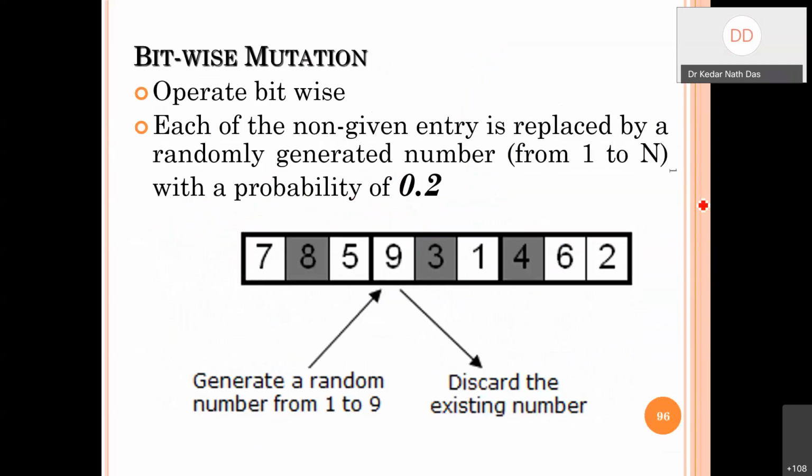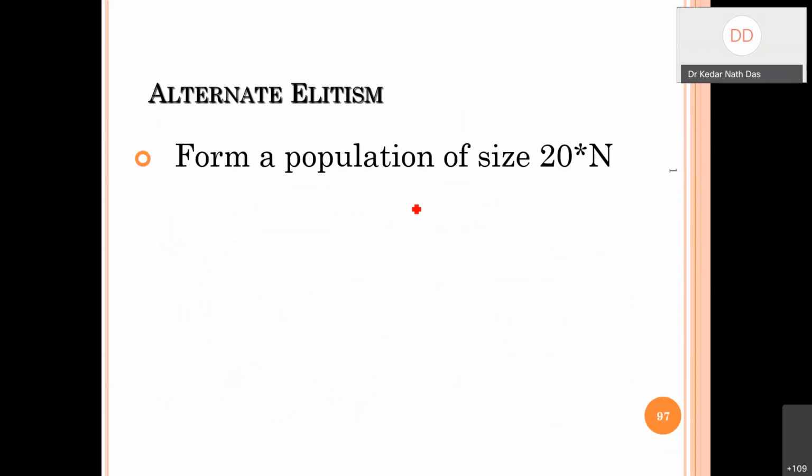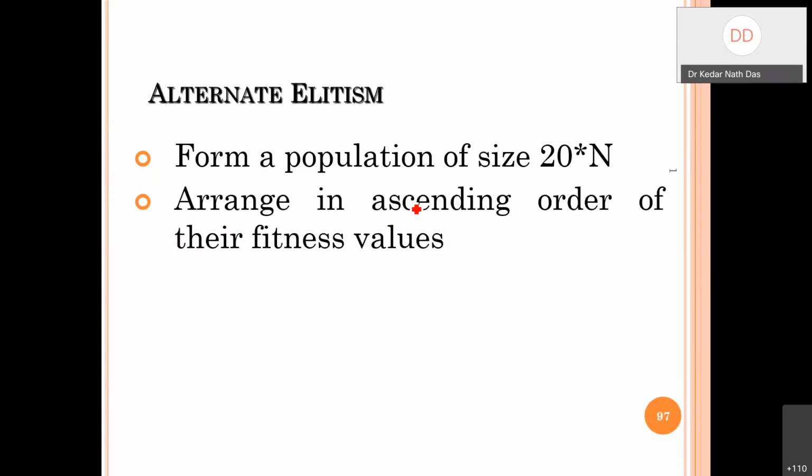Similarly, there is a mutation concept called bitwise mutation. If there is a 9, any arbitrary given number will be discarded and again inserted by 1 to 9, just to make an arbitrary change, a small contribution in the population. So the probability of mutation has been taken as 0.2. There is another concept called alternate allelism, where the populations before and after the cycle of the retrievable genetic algorithm are merged together, and after sorting, the strings are alternately picked up. It's called alternate allelism, which works better.